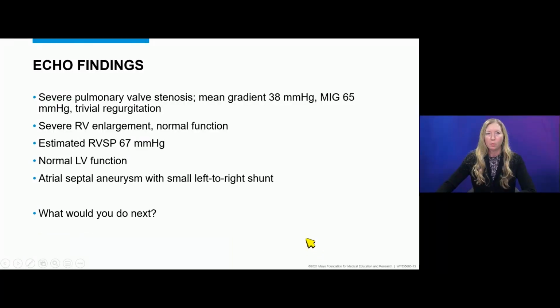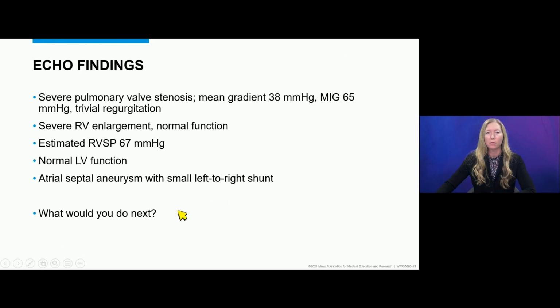This was the final report, which was read as severe pulmonary valve stenosis with that mean gradient of 38, severe right ventricular enlargement. The RVSP was reported at 67. A couple important things here. This does not represent pulmonary hypertension because we have a gradient through the outflow tract. And also this is probably underestimated because our gradient across the valve was 65. And then this note about an atrial septal aneurysm with what was called a small left to right shunt.